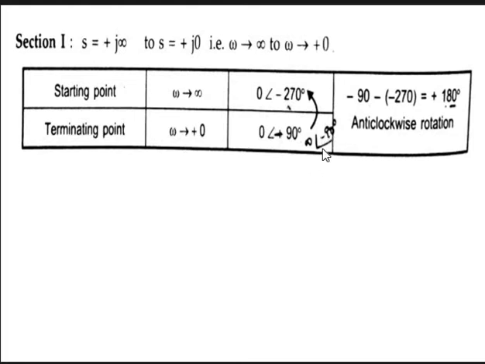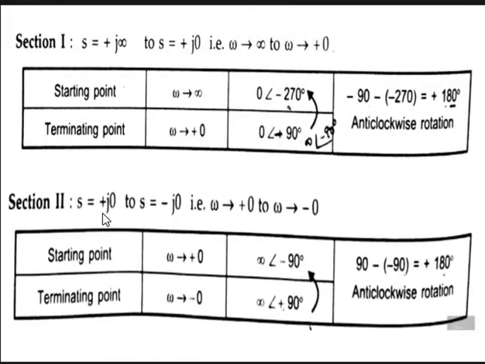Now calculating the angle of rotation, that is final angle minus initial angle: minus 90 minus of minus 270, that is plus 180 degrees anti-clockwise rotation. This is the section 1 polar plot.